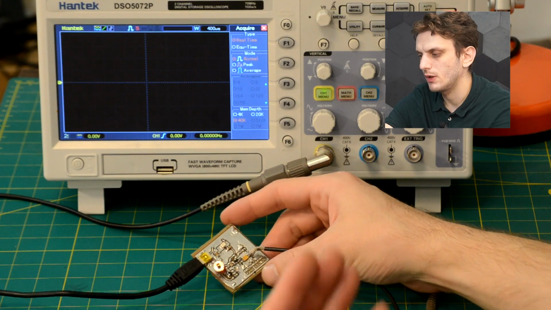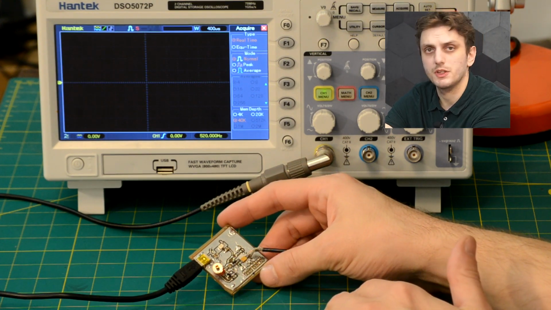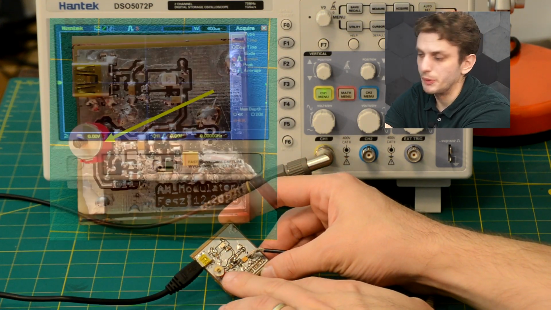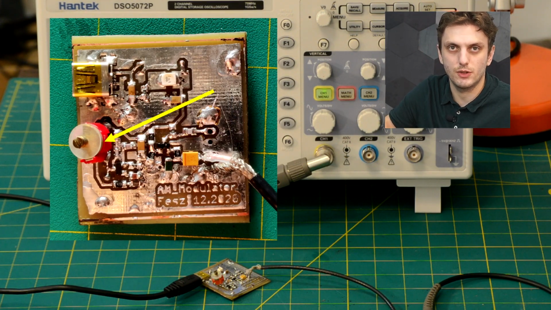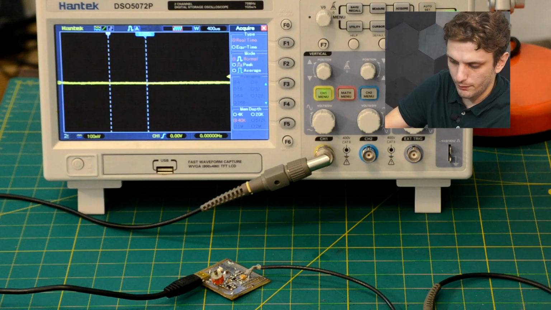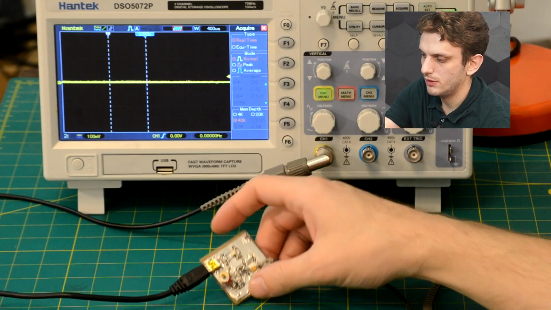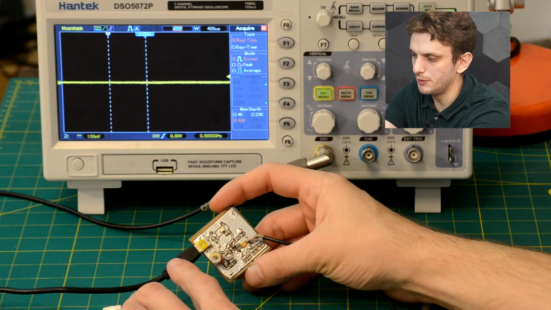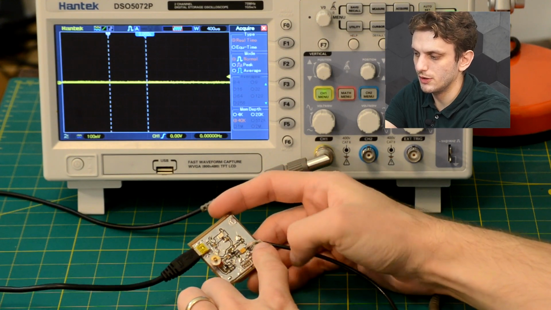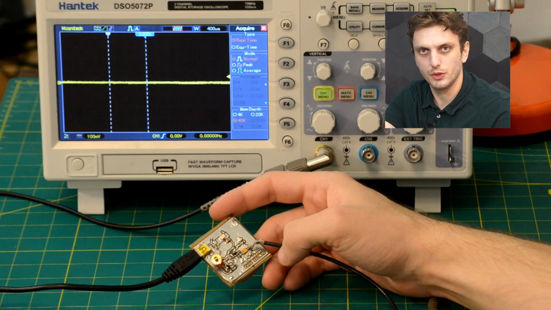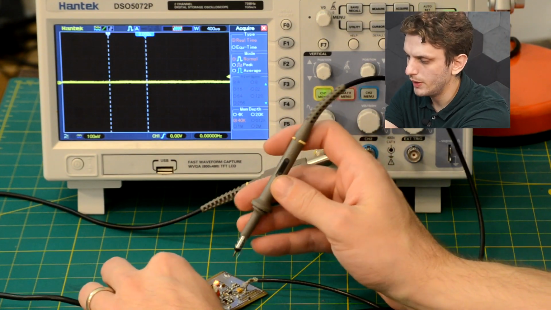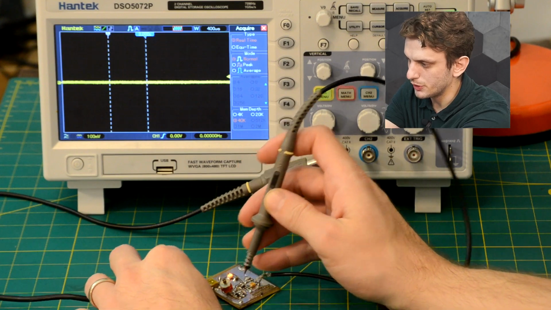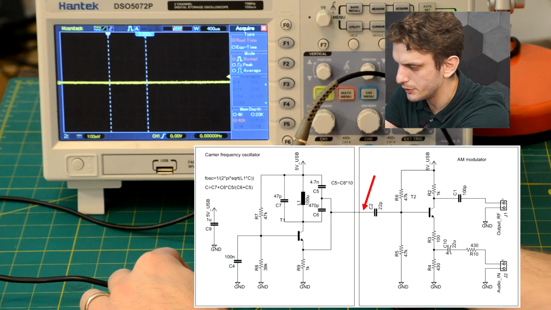So I built the circuit on this little board. The only difference from the initial schematic is that I added this trimming capacitor just to fine-tune the oscillator's frequency. So I'll be connecting it to the computer using the USB, but also using a coax cable going into the audio output. So first of all, there's no audio signal. Let's just see what's going on at the oscillator output.